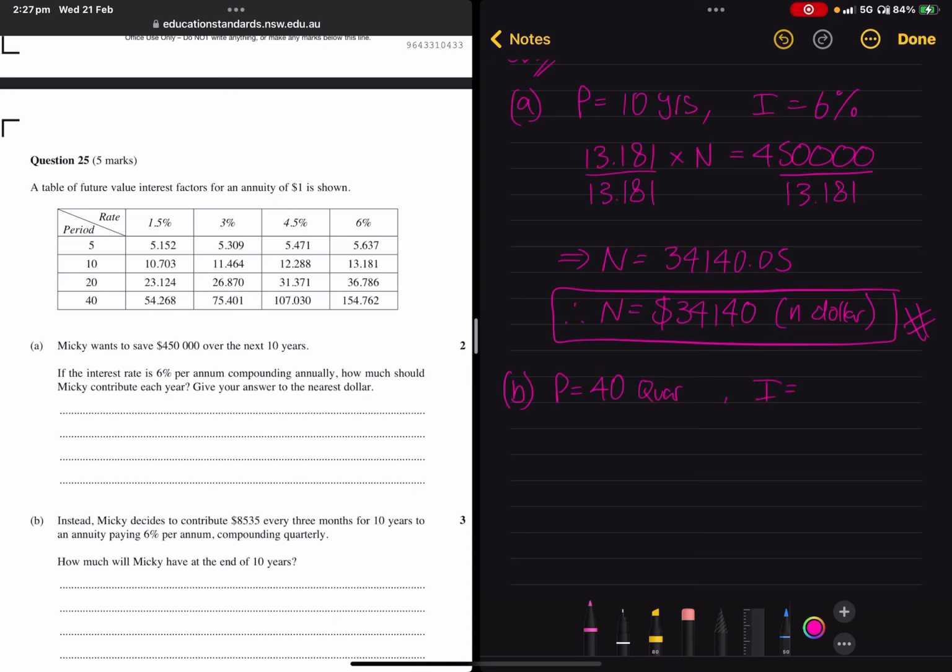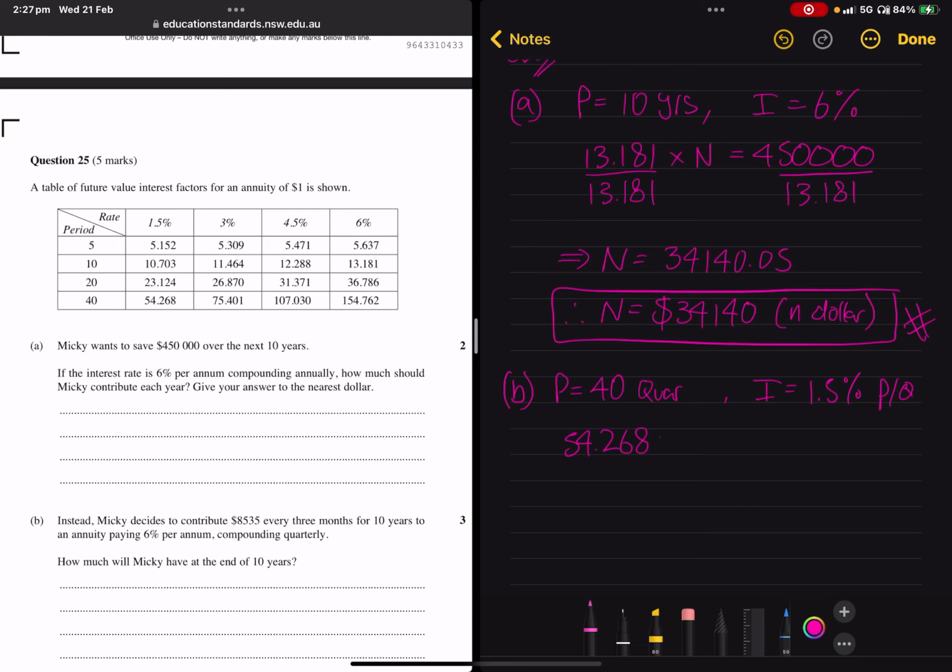The interest rate will no longer be 6%. It will be 6% per annum, so divide that by 4. It'll be 1.5% per quarter. So 40 quarters, 1.5% per quarter, 8,535 every 3 months. So if we look at the table, if we go 1.5%, period 40, we get 54.268. So this is how much you would have if you deposited $1 per quarter for a period of 40 quarters with an interest rate of 1.5% per quarter.